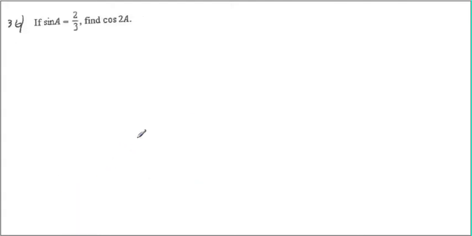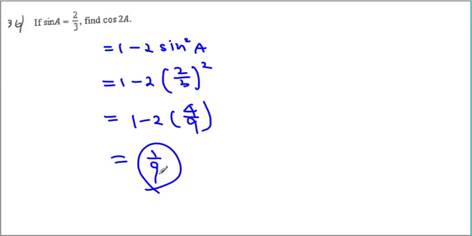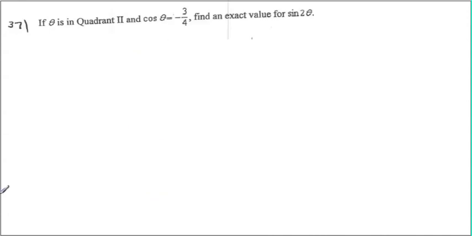Number 36. Find cosine of 2a. Now cosine of 2a is equal to 1 minus 2 sine square of a. But what is sine of a? That's equal to 2/3. So here we have 1 minus 2 times 2/3 square, which ends up being 1 minus 2 times 4 over 9, which becomes 1 over 9 as our final answer. Alright, so we have quadrant 2, and then cosine is negative, as you can see.